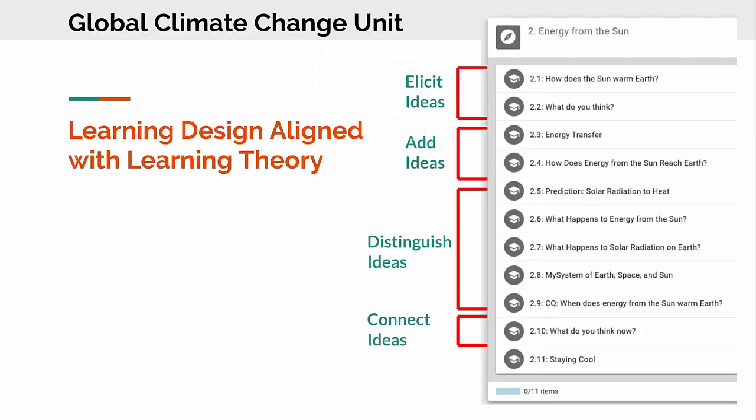The learning design for this global climate change unit aligned with the knowledge integration framework. Taking, for example, lesson 2, students are engaged in the process of knowledge integration, starting out with having their ideas elicited, then opportunities through interactions with animations and experiments and diagrams and data to add new ideas, and then opportunities to wrestle with those ideas to figure out which ones are the most productive for developing an understanding of the phenomenon, and then lastly to end the lesson with connecting and synthesizing all of those ideas into a coherent whole.